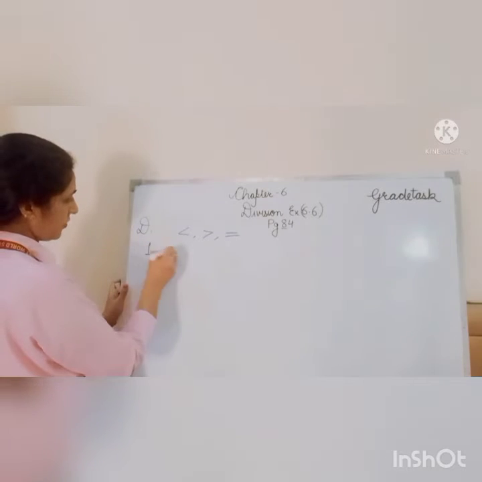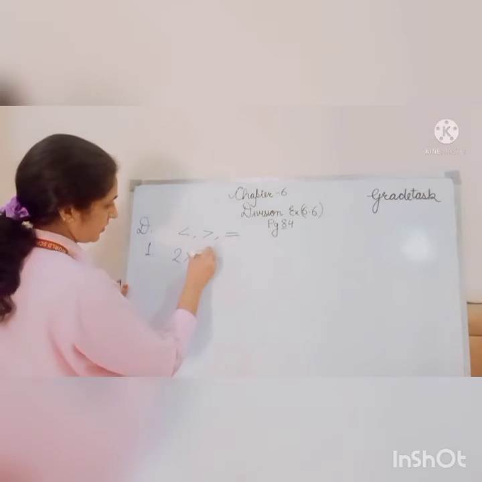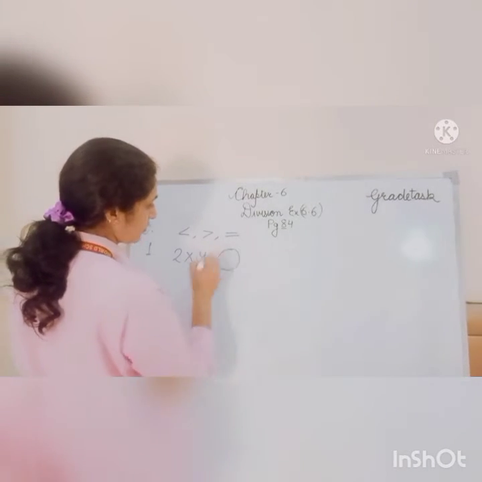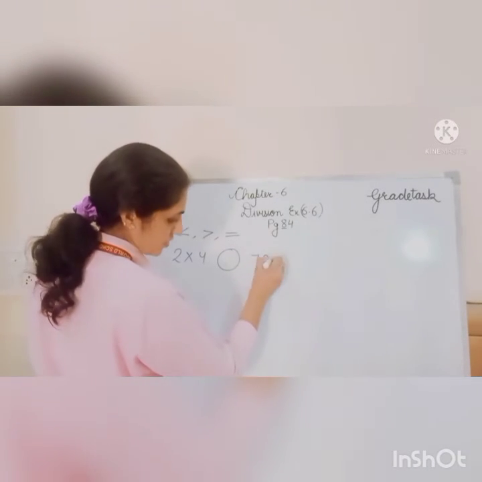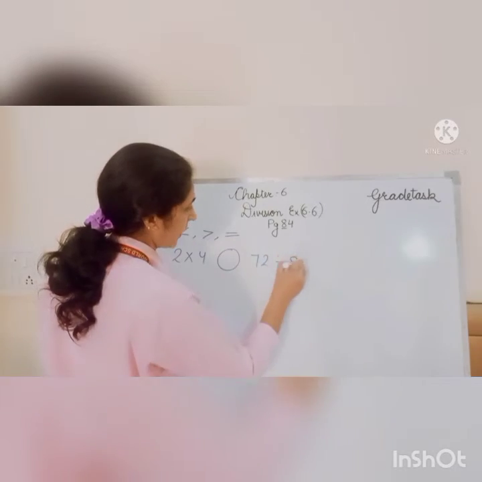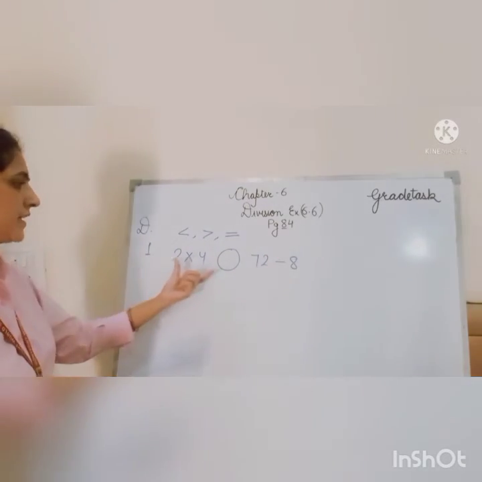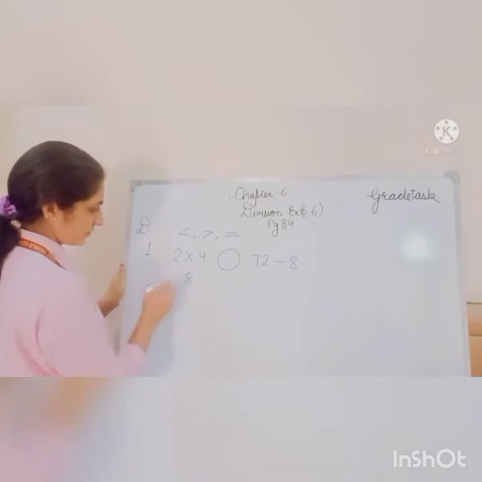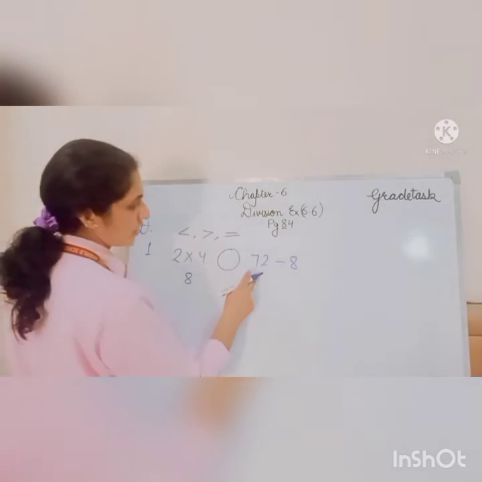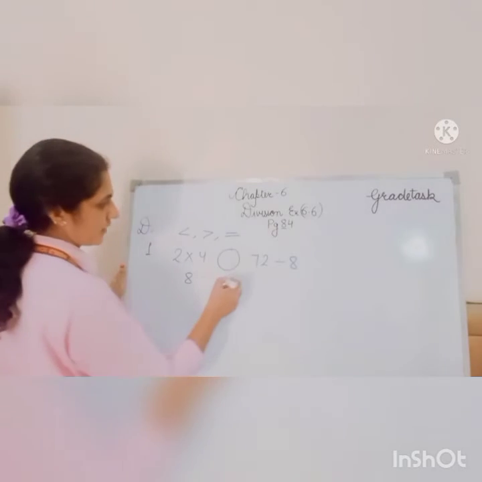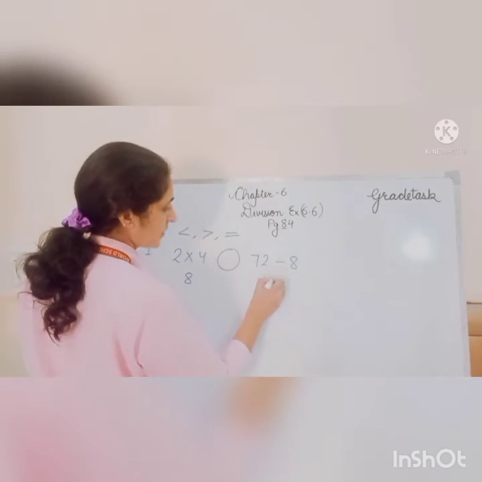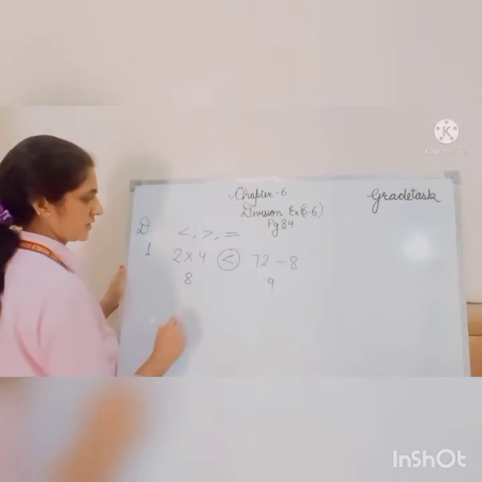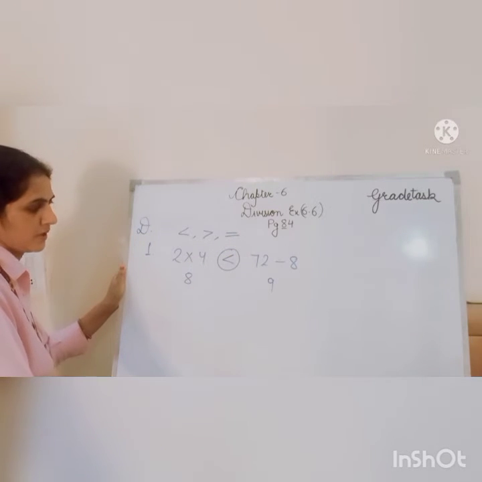First, see how you are going to solve it. First it is 2 4s are, and here you have to put the symbol, 72 divided by 8. So two sides are there, left hand side and right hand side. 2 4s are 8. 72 divided by 8: 72 when divided by 8 is 9. So 8 and 9, which one is greater? This one. So like this you will put the symbol here.